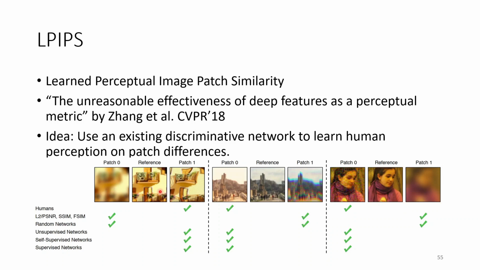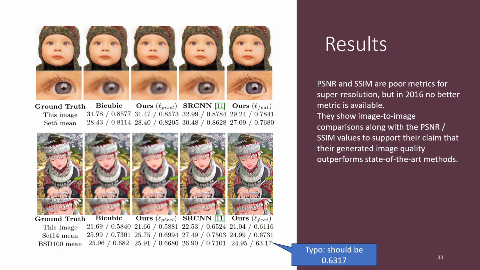So that's the problem. That's why I say here, Justin Johnson, for his super resolution work, has shown us that PSNR and SSIM are not very useful to measure the perceptual difference. But in 2016, LPIPS was not available, so they could not use LPIPS.